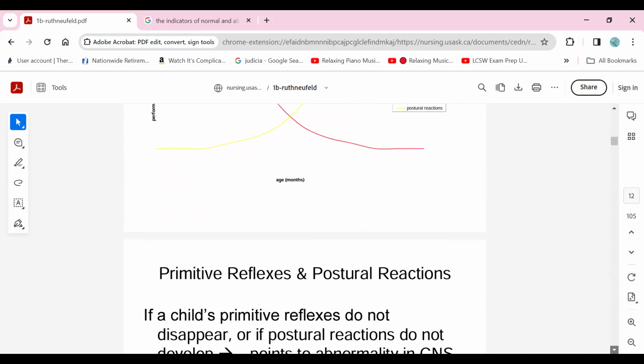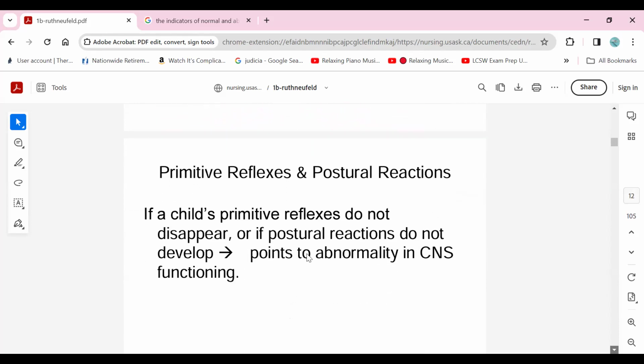Age in months. Primitive reflexes and postural reactions. If a child's primitive reflexes do not disappear, or his postural reactions do not develop, it points to an abnormality in CNS functions.